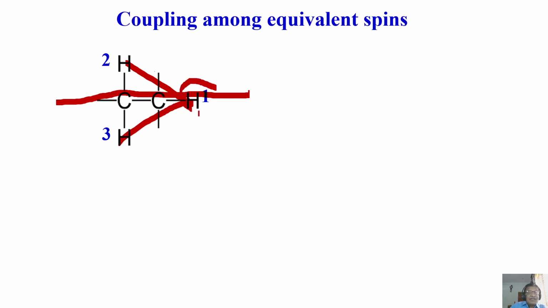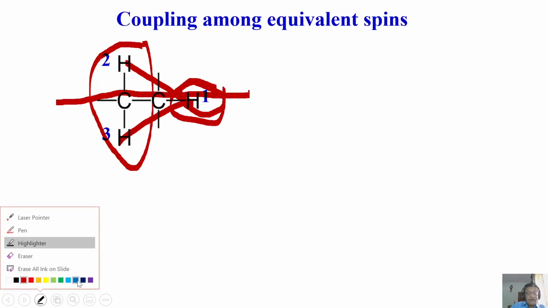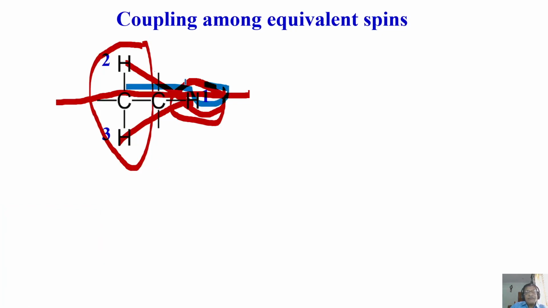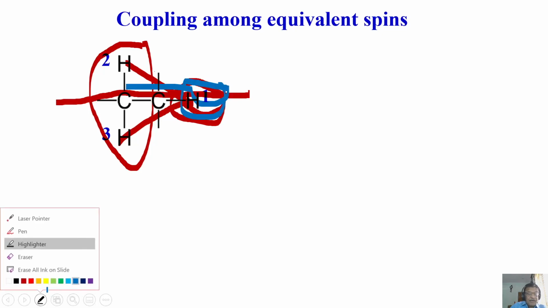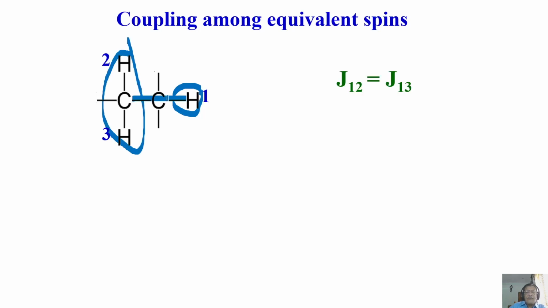Then this undergoes splitting because of this and this together. Similarly, these two protons will undergo splitting because of this proton. You understand now what I'm trying to say? This proton and this proton split this one together, and these two together are split by this proton. Now let us see what happens.